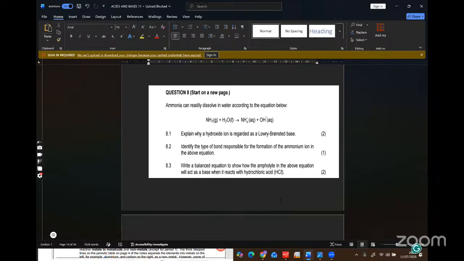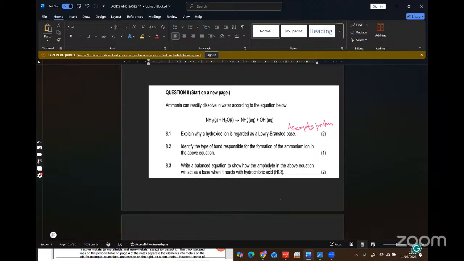So this one says ammonia can readily dissolve in water according to the equation below. So you have the equation below. Explain why a hydroxide ion is regarded as a Lowry-Bronsted base. A Bronsted base is a proton acceptor. So you say because it accepts a proton. Acids are proton donors, bases are proton acceptors. So this one can accept a proton, so it is a base.